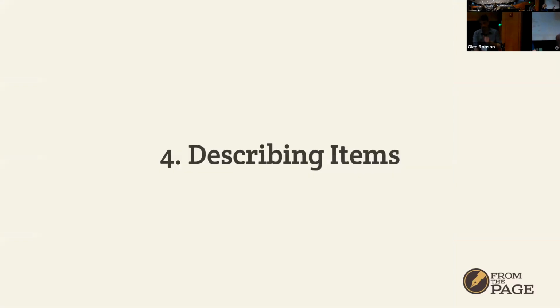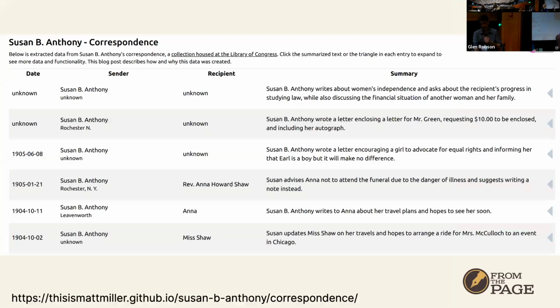So we also think describing items has a lot of potential. Matt Miller at the Library of Congress did a series of experiments with the Susan B. Anthony collection, letters that Susan B. Anthony wrote. And one of the things he asked the GPT APIs to do was to summarize each letter in the collection. And that's what you see on the screen here, a one-sentence summary of each letter.